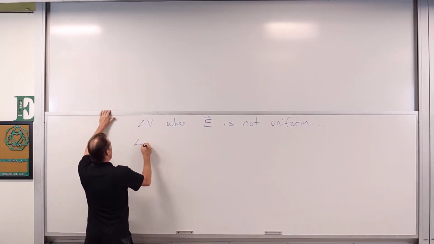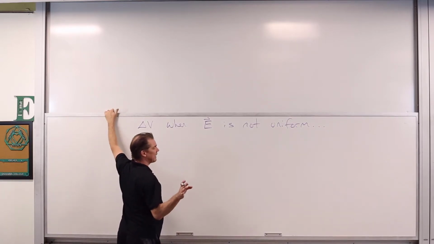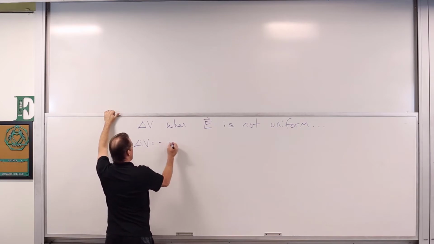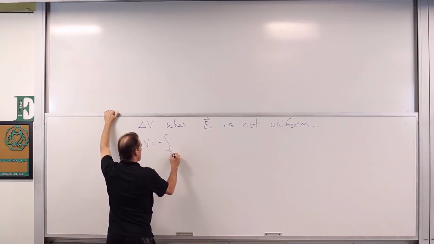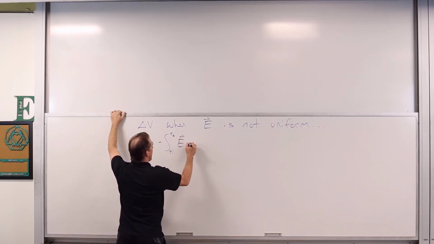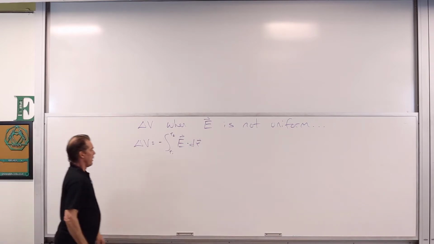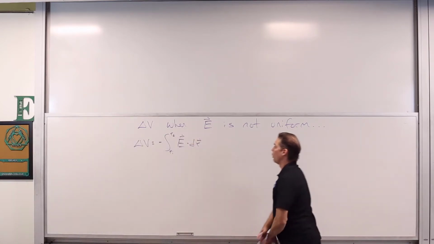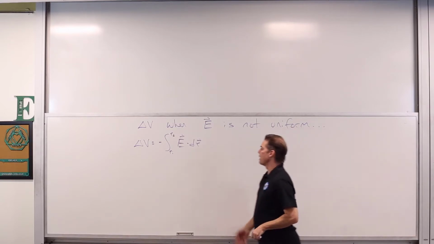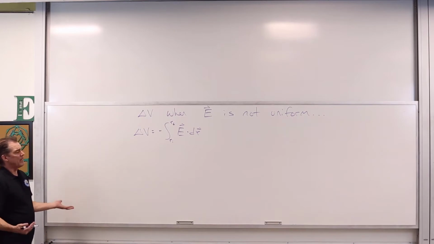We've got ourselves that delta V for a non-uniform field, still static, but just non-uniform spatially, is negative the integral from some initial location to some final location within that field of E hat dot dr hat. So we've got to integrate the field over the position that spans from some initial to some final location, and that gives us what the potential difference between those two locations is. So this can be easy or it can be, well, moderately difficult. It really just depends on the nature of the electric field.